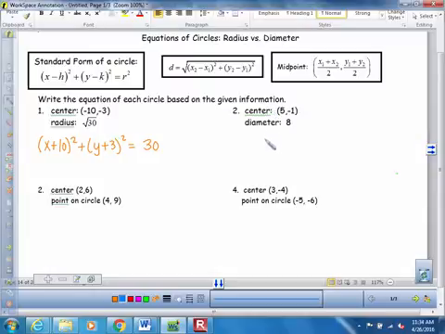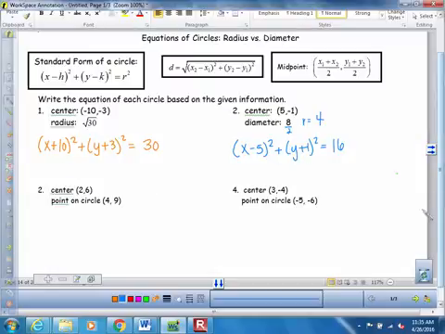Then in number 2, they give us the center and the diameter. But we don't need the diameter, so what would we do to the diameter to get the radius? We'd half it. So our radius would be 4. So when we write our equation, that would give us x minus 5 squared plus y plus 1 squared equals 16. Easy, right? Okay.